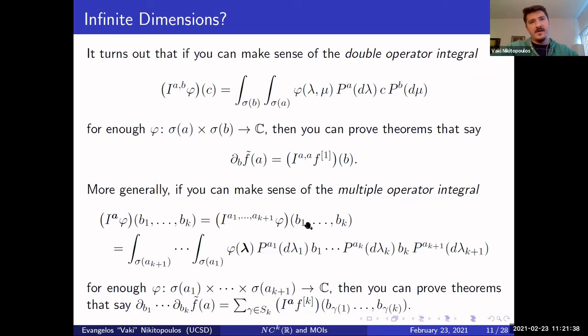It turns out that if you can make sense of multiple operator integrals, then you can prove theorems that say your operator function is k times differentiable, with kth directional derivative given by the symmetrization of the multiple operator integral of the kth divided difference of f with the k plus 1 tuple of all A's. So we take a_1, dot, dot, dot, a_{k+1} all equal to A, and then apply it to the symmetrized inputs. So I have now shifted the goal to making sense of these multiple operator integral expressions, and that is going to be the next topic of discussion. Before I get there, are there any questions or comments?